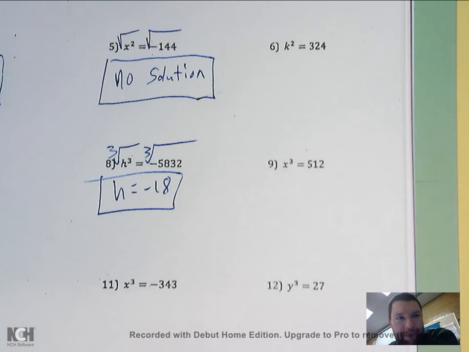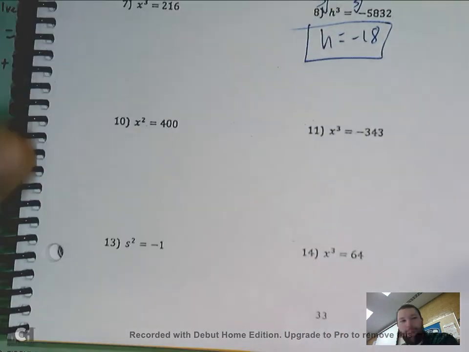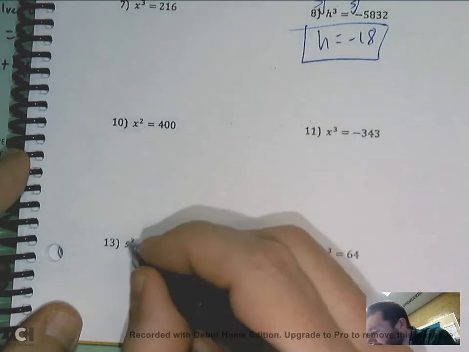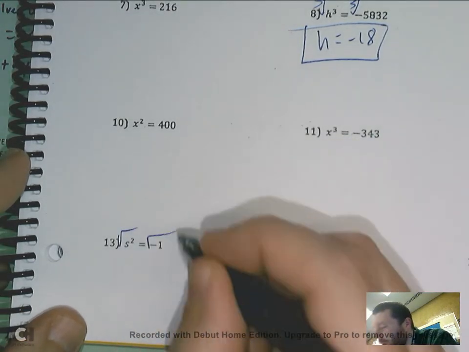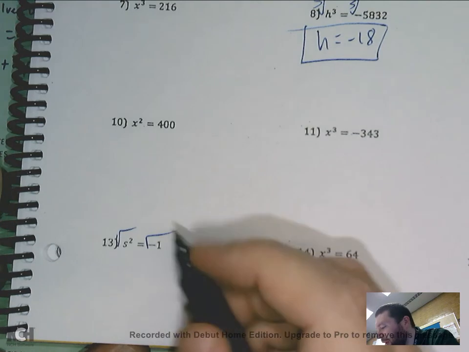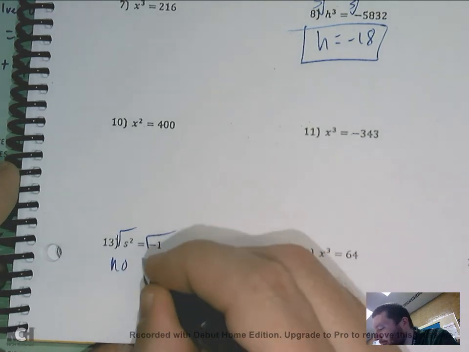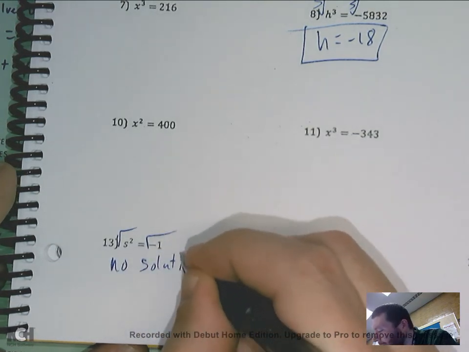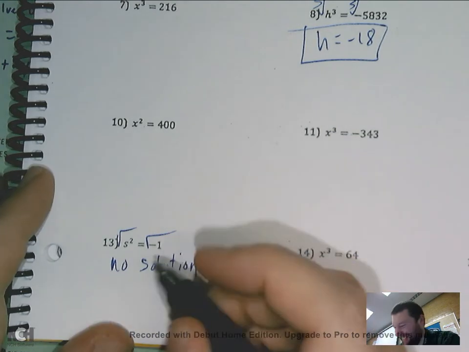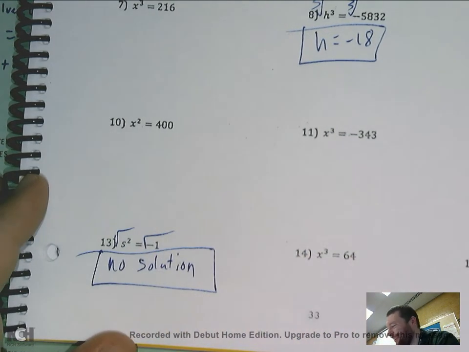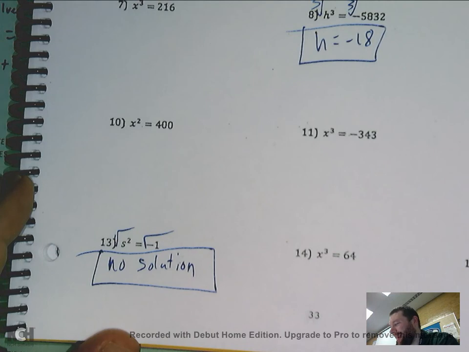And that's pretty much all it boils down to. So if I were to do number 13, that's s squared equals negative 1. You can't square root a negative 1, so that would be no solution. Your calculator is going to yell at you if you try and plug it in. So, no solution.